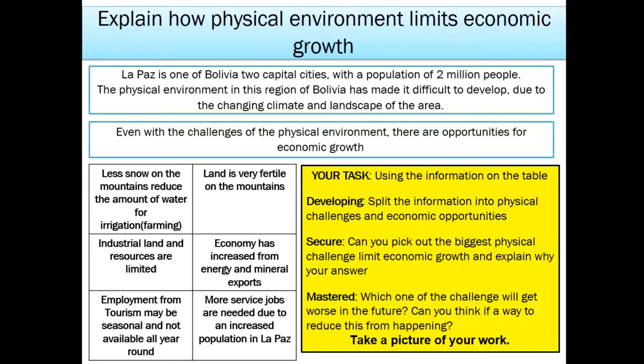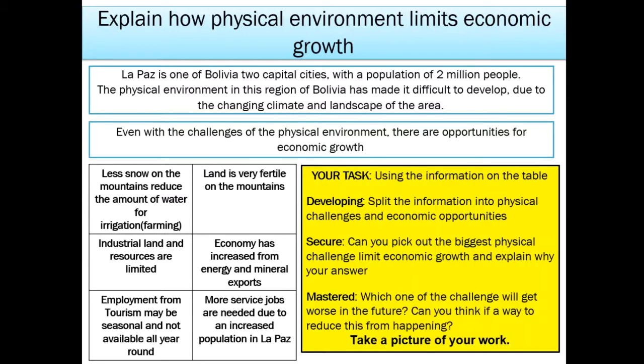Once you've done that, you can move on to the secured task. Can you pick out the biggest physical challenge which limits economic growth and explain your answer? So I think this is the biggest physical challenge because, and then explain how it's a challenge to make money because of that physical challenge. So this is an economic challenge because, okay? Once you've done that, you can have a go at the master task, which is, which one of the challenges do you think is going to get worse in the future?